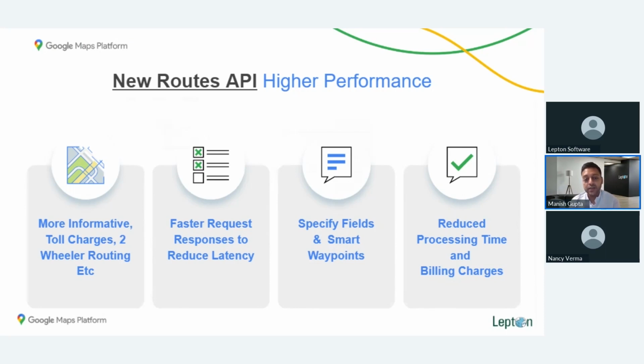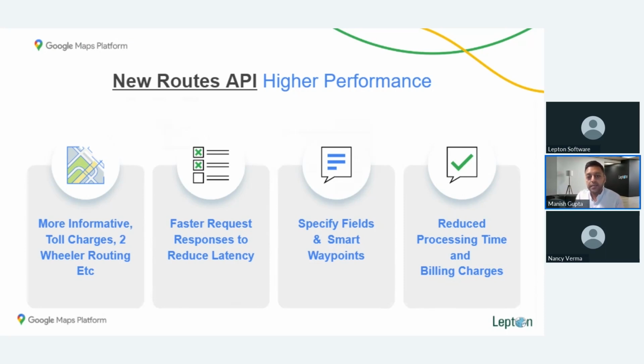It gives control to the customer, who can define what responses they want to have. Initially, in a directions or distance API, whatever response Google had defined, you would get all of it. But here customers get more control over the API, through which they can define that only certain responses are wanted and neglect the rest. That leads to lower latency, which means you get faster responses. The billing and the processing time have been reduced as well.